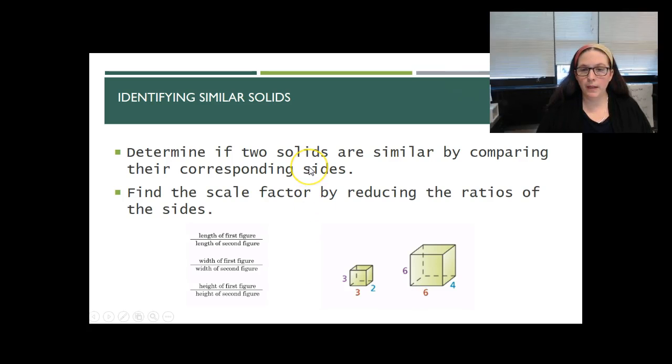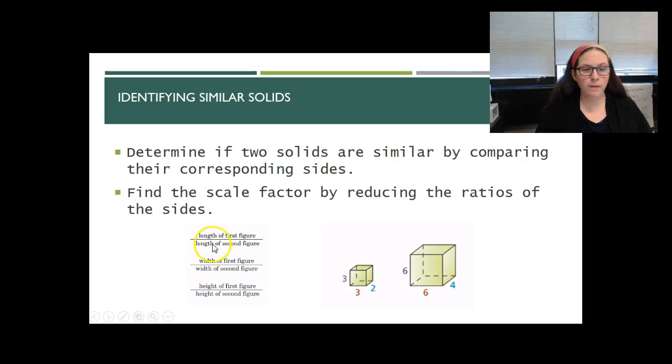So when you're looking at these, it's very simple and straightforward. To determine if the two are similar, you compare their corresponding sides, just like you have done before when you were looking at similar triangles or similar figures earlier in the year. You're going to look again to see if they're proportional, but instead of looking at just 2 dimensions, you're going to be looking at 3. So it's really simple, straightforward.